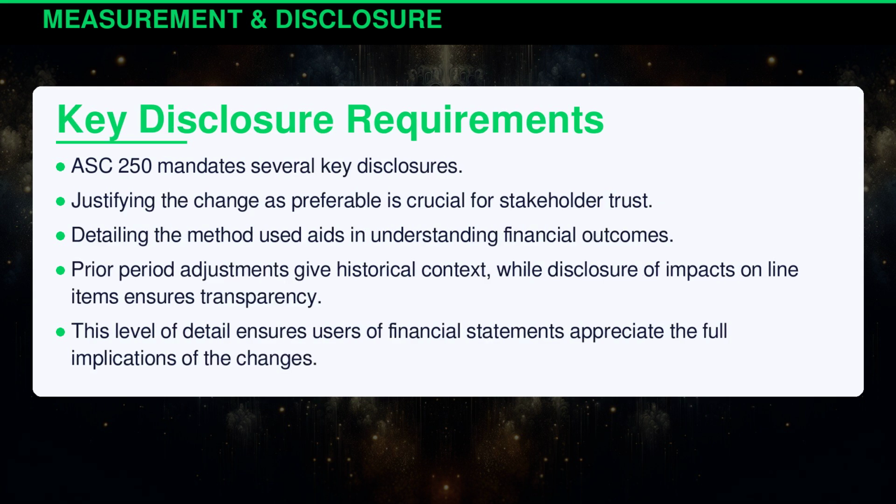ASC 250 mandates several key disclosures. Justifying the change as preferable is crucial for stakeholder trust. Detailing the method used aids in understanding financial outcomes. Prior period adjustments give historical context, while disclosure of impacts on line items ensures transparency. This level of detail ensures users of financial statements appreciate the full implications of the changes.